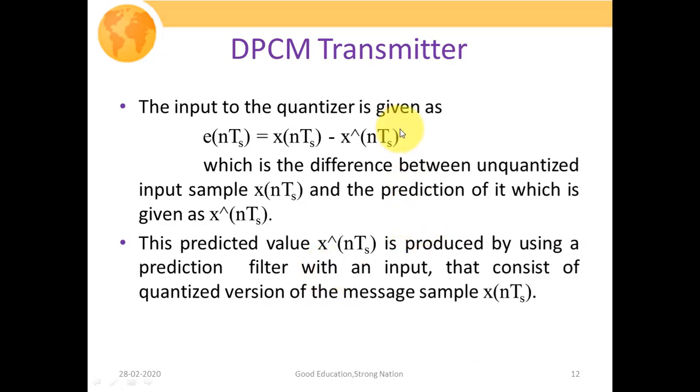So the input to the quantizer is given as the error signal, which is the current sampled version subtracted by the current predictor output signal. That is the difference between the unquantized input sample x of nTs and the prediction of it, given as x cap of nTs. Here x cap basically represents the output of the predictor. This predictor value x cap of nTs is produced by using the prediction filter with an input that consists of the quantized version of the message sample x of nTs.